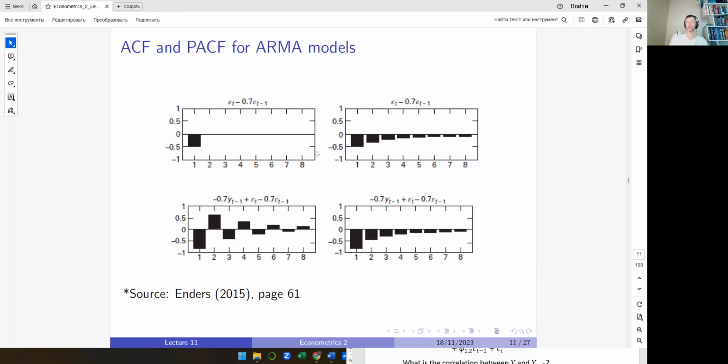Any questions, guys, regarding all these things? So we are talking about them in order to move to the practical part. So how to identify which model suits better for working with time series.